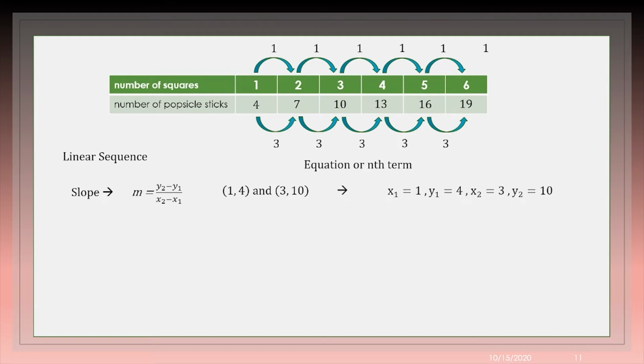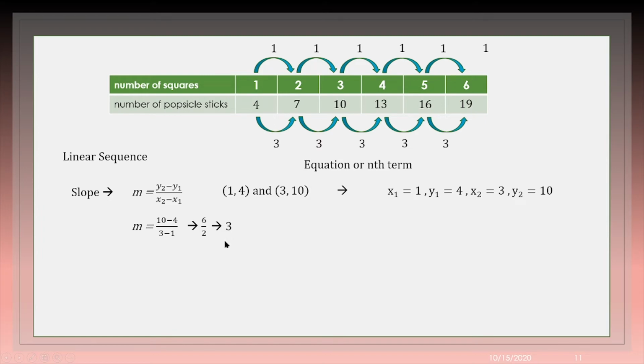Okay, then let us substitute it on the formula, which is m is equals to y sub 2 minus y sub 1 all over x sub 2 minus x sub 1. So, ang y sub 2 natin is 10 minus y sub 1 is 4 all over x sub 2 is 3 minus the x sub 1 is 1. So, subtract natin 10 minus 4 and 3 minus 1. So, the answer is 6 over 2. Then, lowest term natin or simplify. So, the answer is 3.